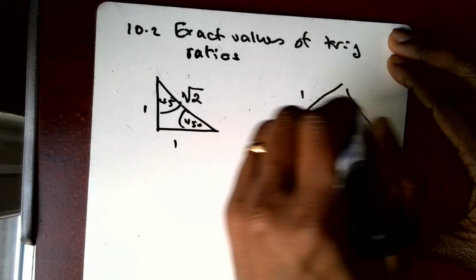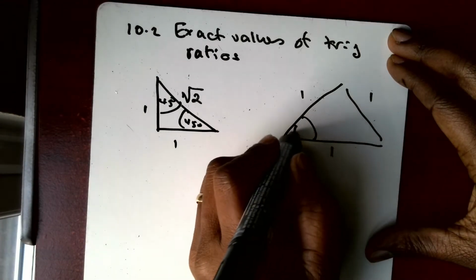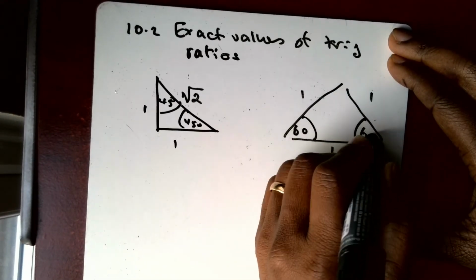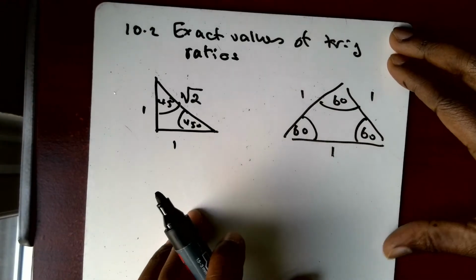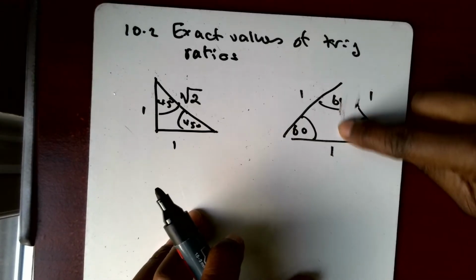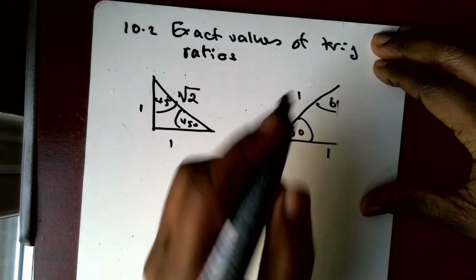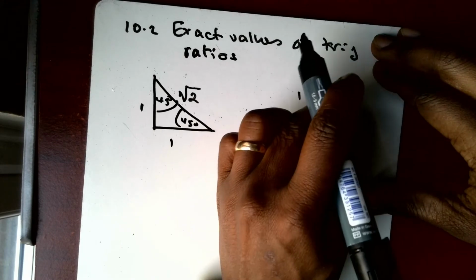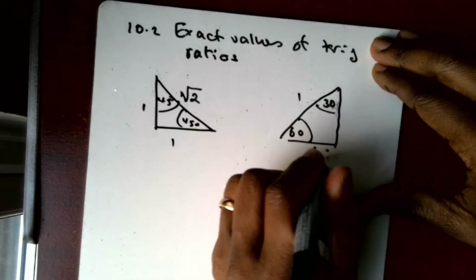Let's say all three of these sides are 1. That means that all of the angles are 60, like this. But what we're going to do, we're going to chop this in half. We only want half of it. So I'm going to take this bit away here. So what happens now is this angle at the top is now 30, and this side is a half.